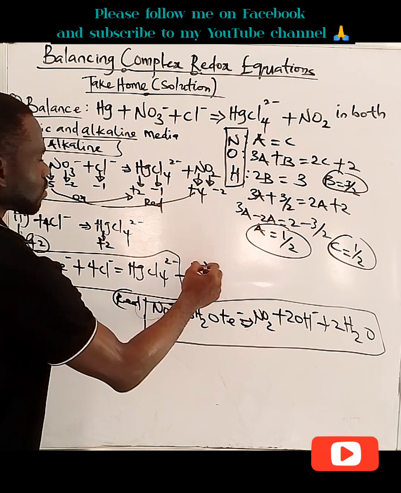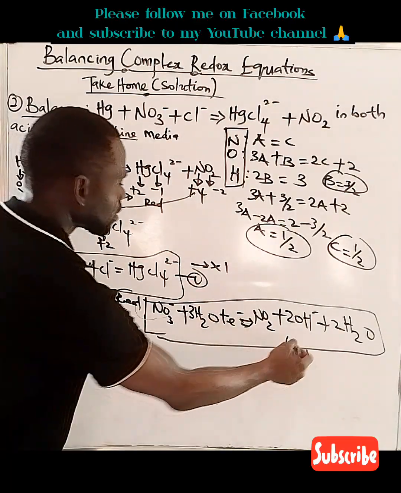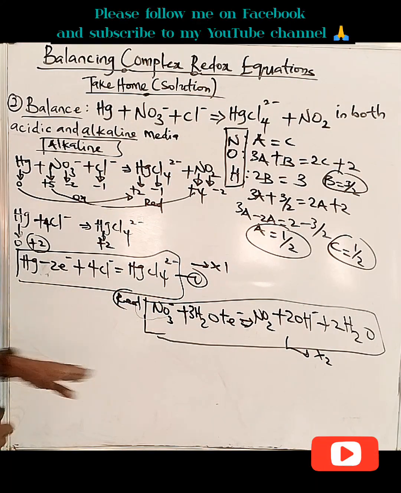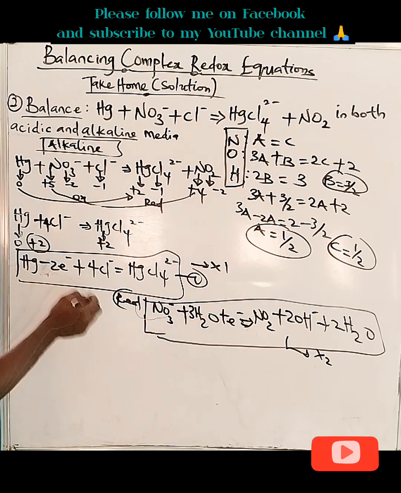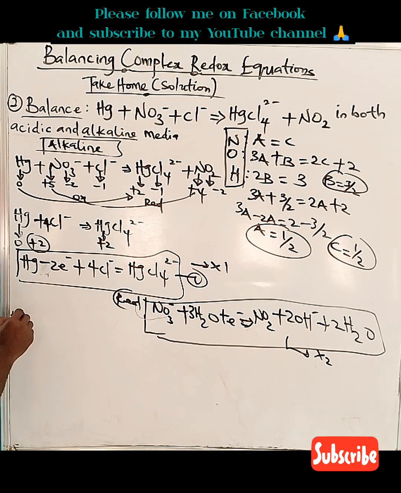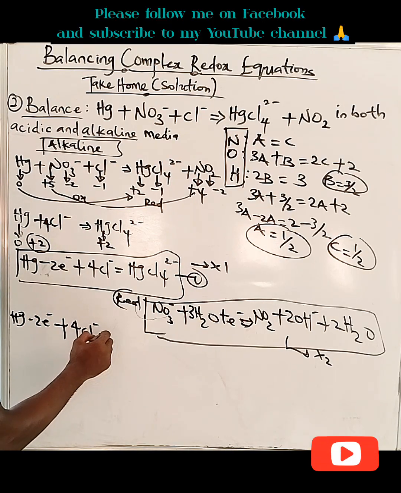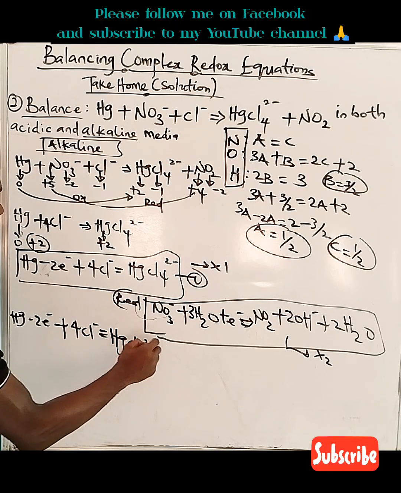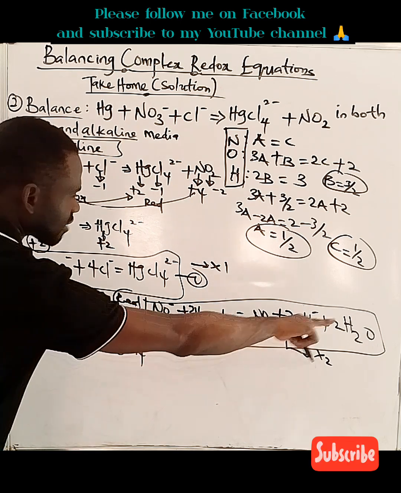We're going to times this with 1, then we're going to multiply this with 2. So we're going to be doing that right away. So 1 multiplies all this, 2 multiplies all this just to balance out the electrons. So 1 times all this will give us Hg minus 2 electron plus 4 chlorine atoms, so that'll be HgCl4 2 minus. We're done with that.